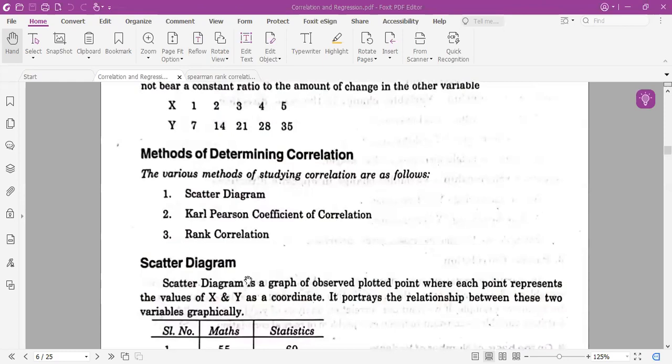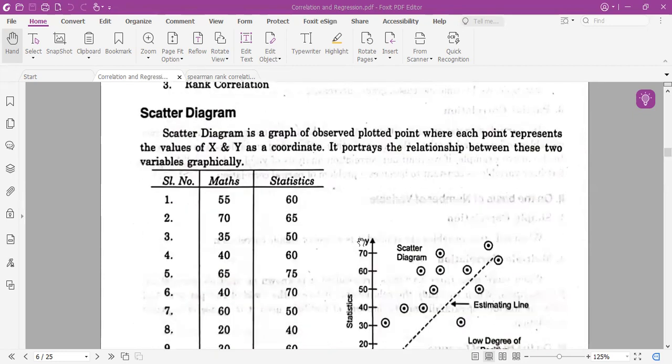So basically there are different methods of calculating correlation: scatter diagram, Karl Pearson coefficient of correlation, and the rank correlation or Spearman's rank correlation. In the syllabus for third BBA business statistics, you have to focus on only two methods: Karl Pearson coefficient of correlation and Spearman's rank correlation. So methods 2 and 3 alone are required here.